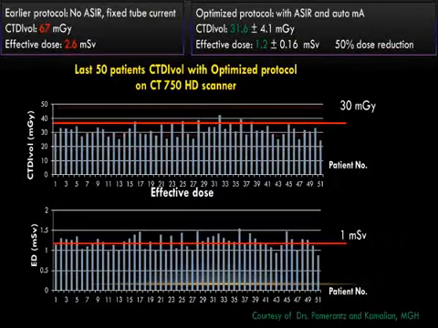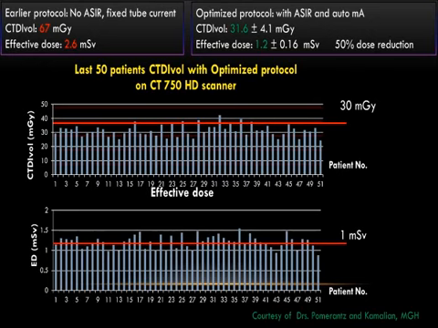Okay. And this is the result that we're getting on one scanner. These are the results of the last 50 patients, the CTDIvol for them. Earlier there was no ASiR, fixed tube current, and we had about 67 milligray and an effective dose of about 2.6. That's an estimate. I should emphasize that's an estimate.